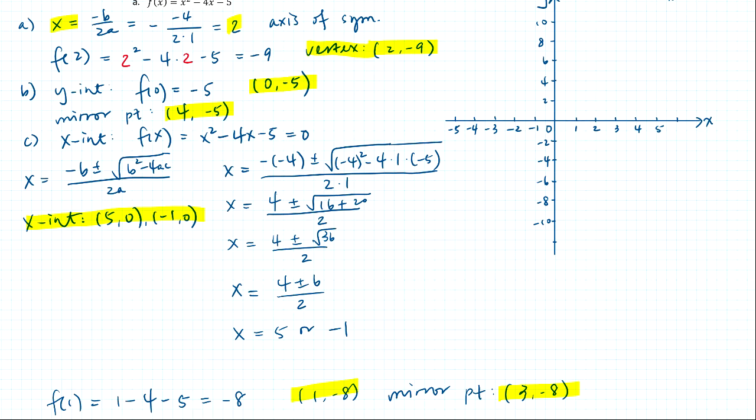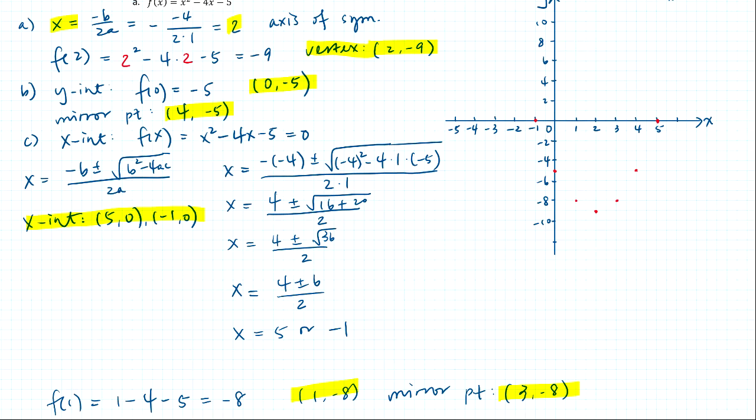We have the vertex being 2, negative 9, so 2, negative 9 will be over here. Then the next point, the y-intercept, is 0, negative 5, which would be here. Its mirror image would be 4, negative 5. We can see it is indeed an equal distance away from the vertex. And then we had the x-intercepts, which are 5, 0, and negative 1, 0. Then the 2 points I just picked randomly would be 1, negative 8, and 3, negative 8. So these are all the points.